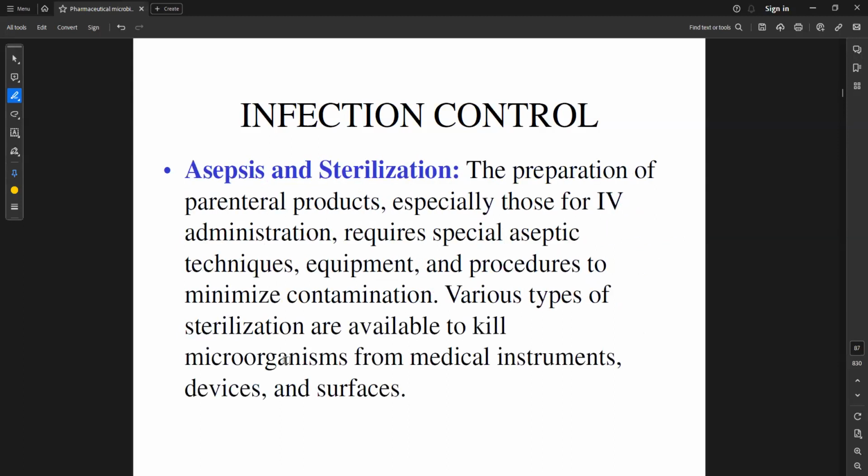So asepsis and sterilization. The preparation of parenteral products, especially those for IV administration, requires special aseptic techniques, because you don't want to go treating someone and then give them another disease, maybe from a bacteria that wasn't killed off when preparing the drug that you administer to this patient. So they require special aseptic techniques, equipment, and procedures to minimize contamination. Various types of sterilization are available to kill microorganisms from medical instruments, devices, and surfaces.